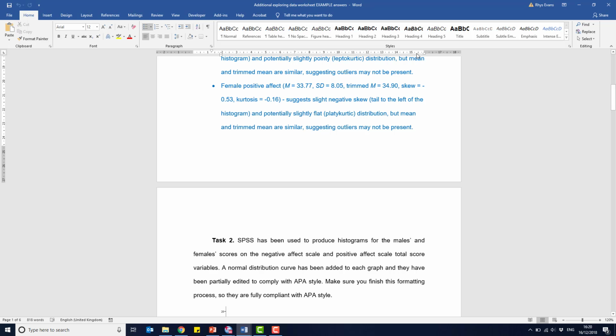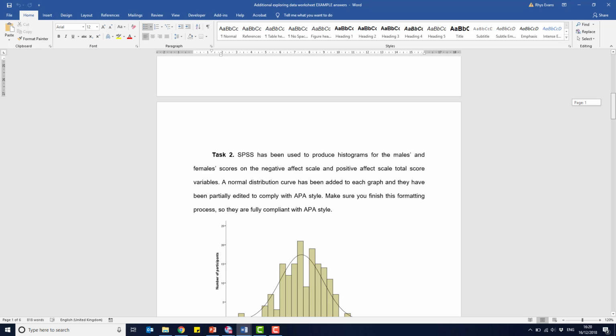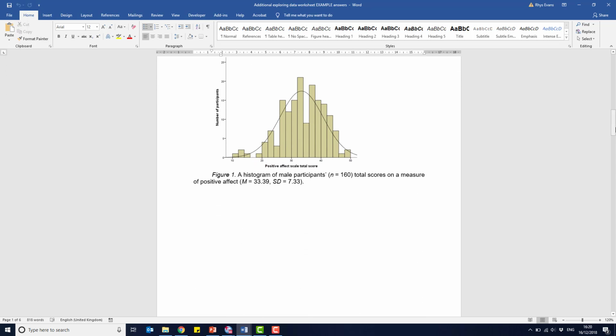So for the females, for the positive effect, again, we've got a range of information here, and what we might say is that there again is slight negative skew, but this time a slightly flat distribution, which is called platykurtic, but the mean and trimmed mean are similar, suggesting that outliers, again, may not be present, or if there are, they're perhaps not too substantial. This is an example of how you could present a figure.